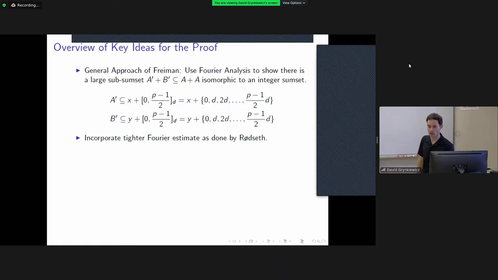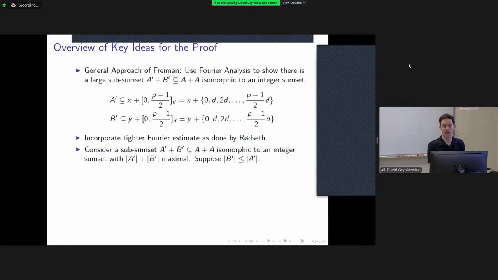And of course, we're going to use the better estimates of Rodseth for doing those Fourier calculations so that we don't have any loss there. And then afterwards, that's when the combinatorics takes over, so all the more discrete arguments. We're going to consider a sub-sum set, A prime plus B prime, contained inside A plus A. It should be isomorphic to an integer sum set, so it's well contained inside these short-length arithmetic progressions of, say, length no more than P over 2. And we want to consider one that has the sum of the cardinalities, A prime plus B prime, being maximal.